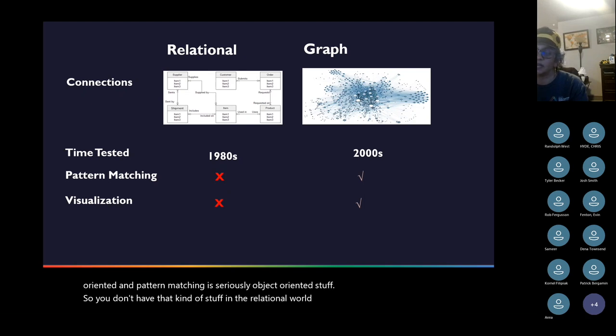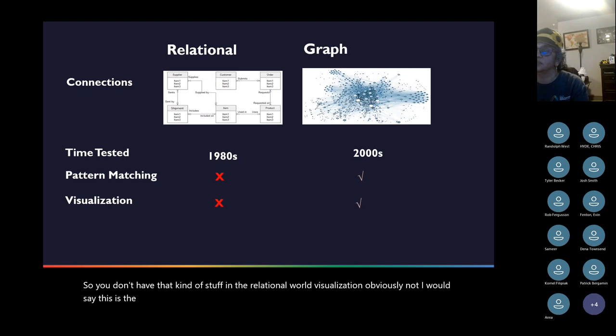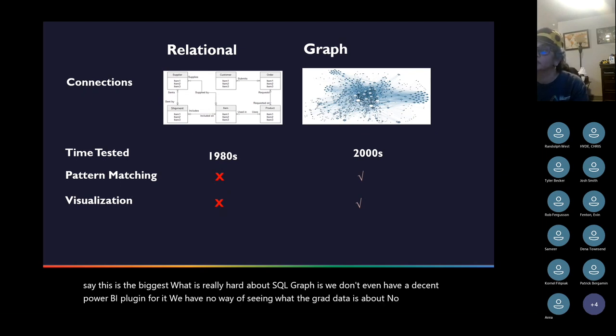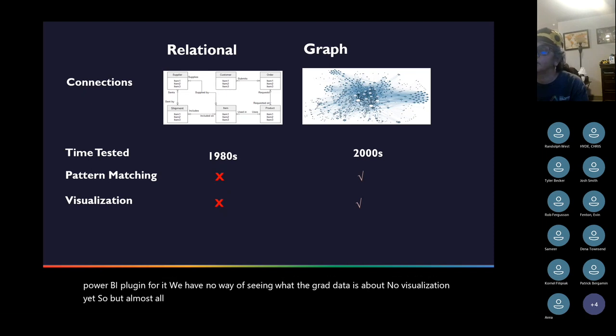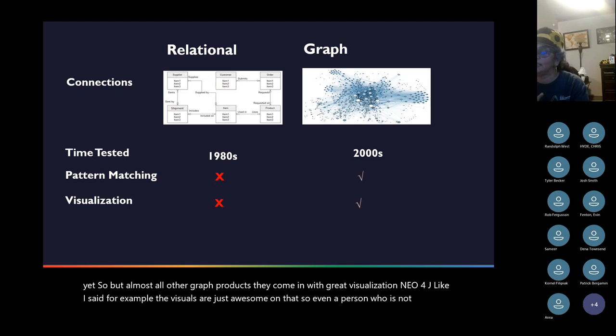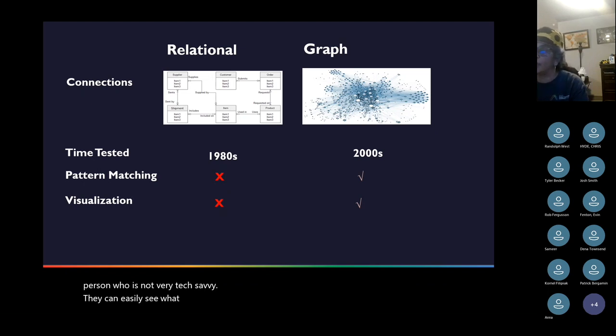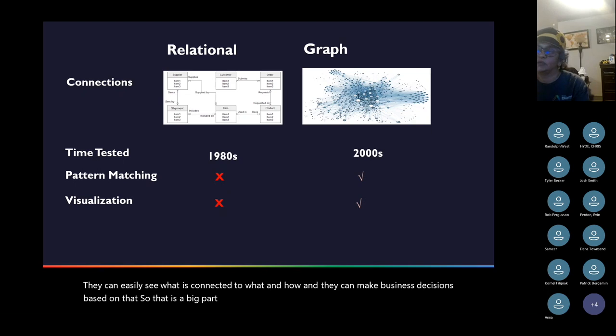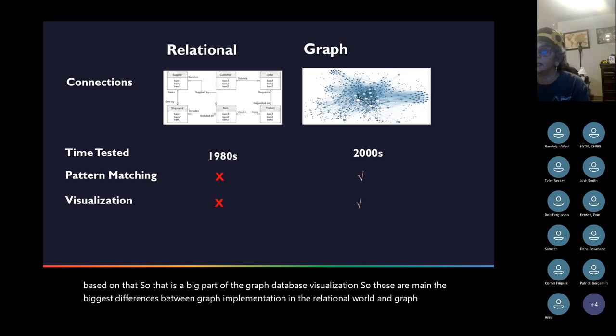Visualization, obviously not. I would say this is the biggest problem with SQL Graph: we don't even have a decent Power BI plugin for it. We have no way of seeing what the graph data is about, no visualization yet. Almost all other graph products come with great visualization. Neo4j, for example, the visuals are just awesome. Even a person who's not very tech savvy can easily see what is connected to what and how, and make business decisions based on that. That is a big part of a graph database: visualization. So these are the biggest differences between graph implementation in the relational world and a graph database as its own technology.